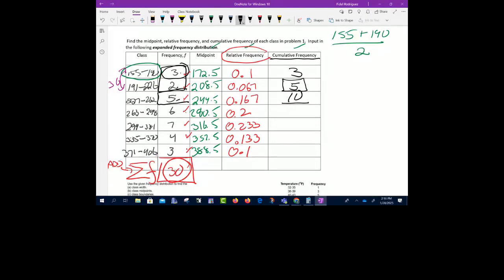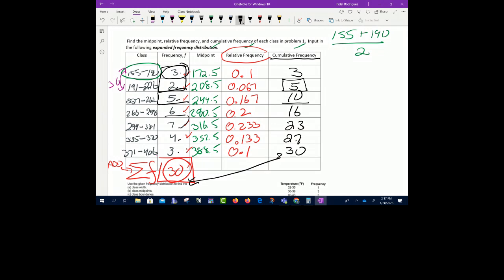What do y'all think the next one's going to be? 16. Very good. Look, y'all, 16. 16 plus 7 should be something like 23. 23 plus 4 should be 27. And 27 plus 3, y'all, should be 30. My friends, those 2 numbers right there should add up. They should be the same number.